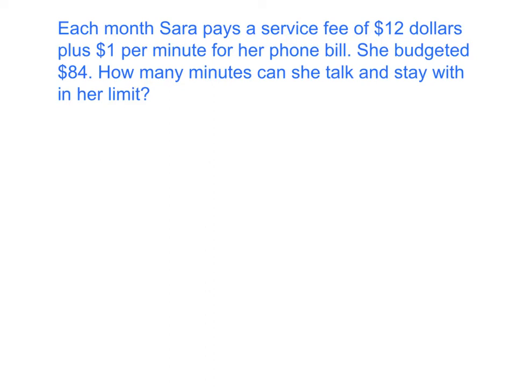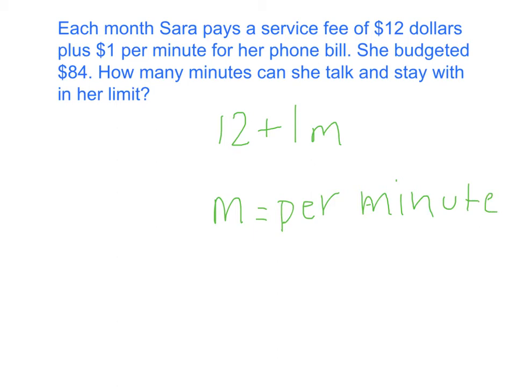So first you're going to have to write your inequality. And so you have 12 plus 1, and then per minute that she can talk. So m is our variable, is per minute. It's going to be less than or equal to $84. And the purpose is to figure out how many minutes she can talk and stay within her limit.